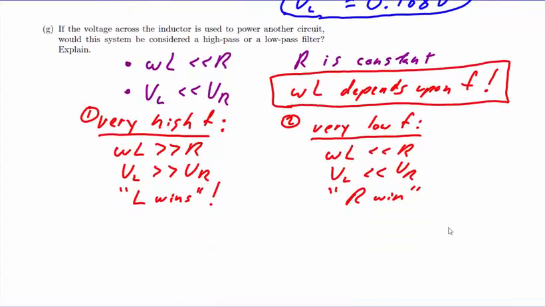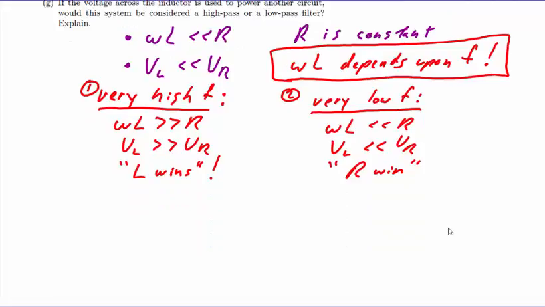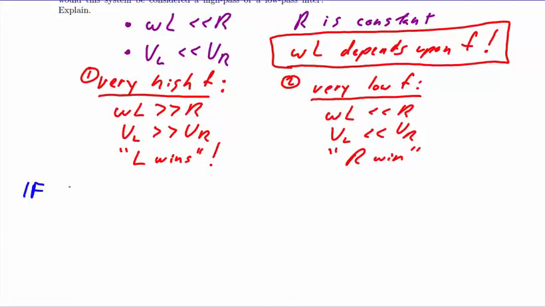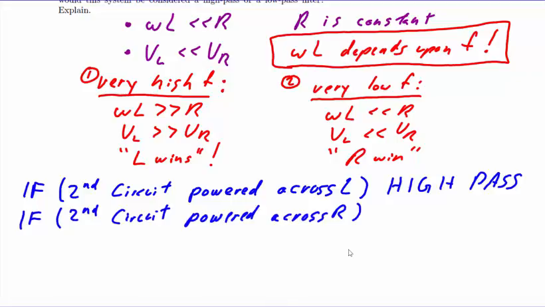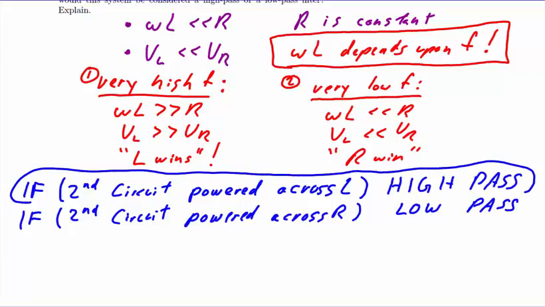How can we summarize the consequence of these two observations? If a second circuit is powered across the inductor, then the second circuit will receive significant voltage only if the frequency is high, and therefore we call this a high-pass filter. If, on the other hand, the second circuit were powered across a resistor, this same circuit could then be considered as a low-pass filter. For the problem at hand, since we have been told to power the second circuit across the inductor, the answer will be high pass.